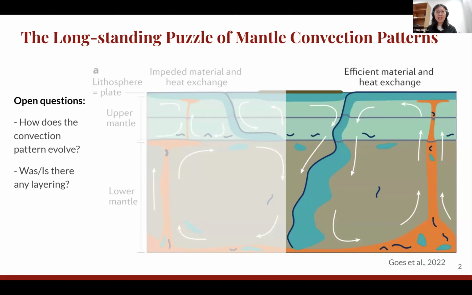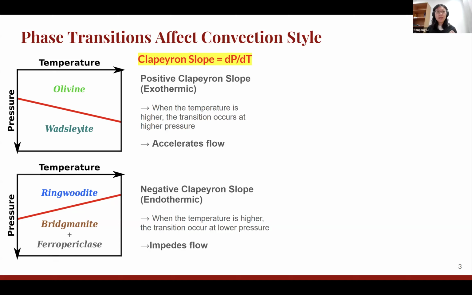The phase transition is an important factor that can cause layering and affect convection style. The transition with positive Clapeyron slope would occur at higher pressures when the temperature is higher, which means if we have a plume, inside the plume, it will be less dense than the surrounding mantle. This positive buoyancy can further accelerate the plume.